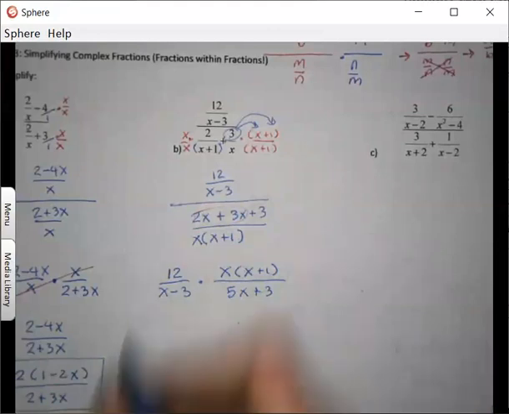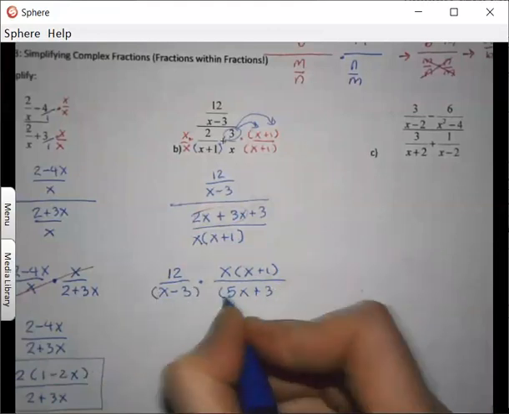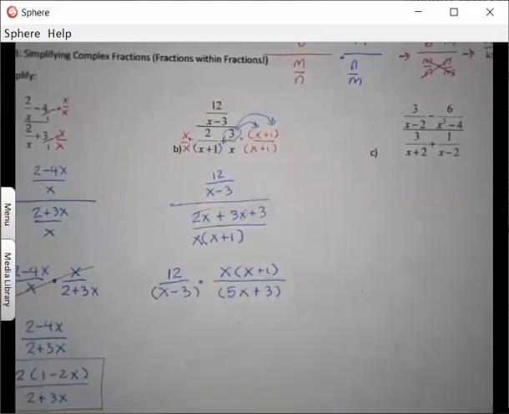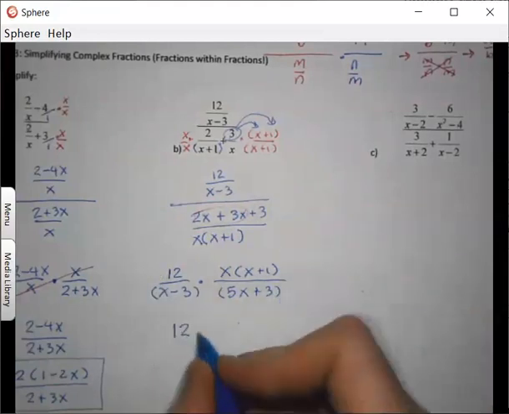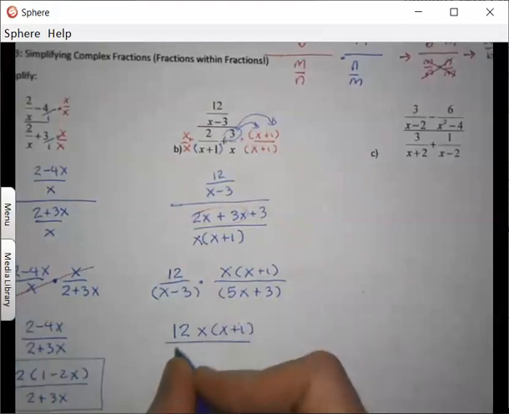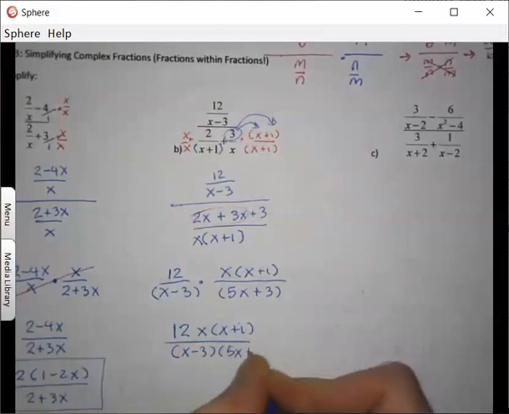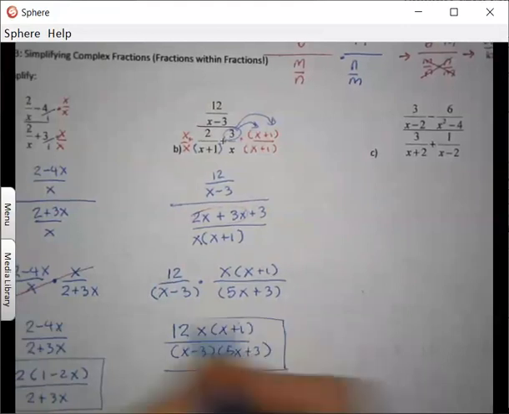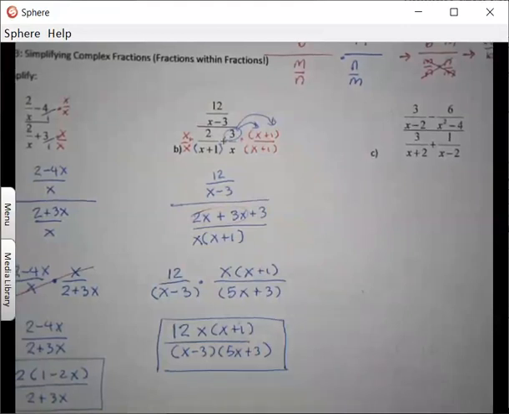Now here, it does not appear we have any factors that we can reduce or cancel. All of these are distinct factors, so we just multiply across. 12x times x plus 1 over x minus 3 times 5x plus 3. All right, one more.